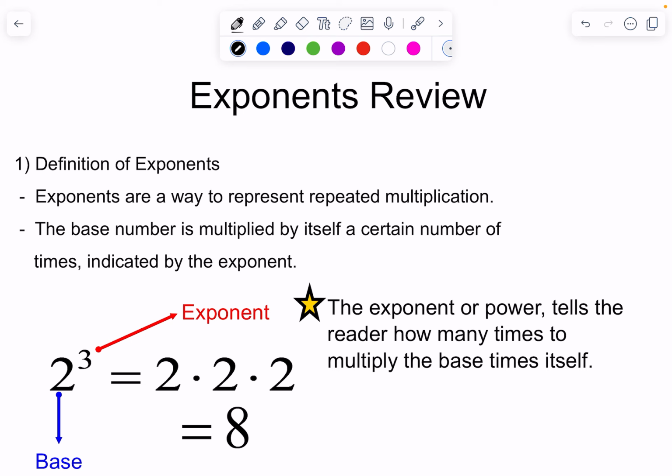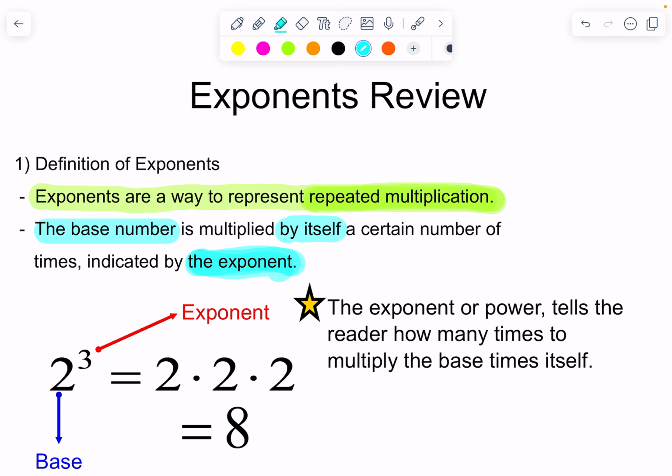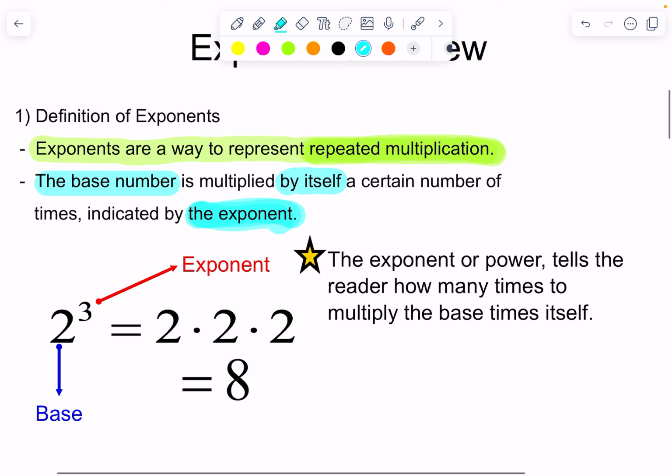Today we're going to be reviewing exponents. So let's get right to it. Let's first start with a definition of exponents. Exponents are a way to represent repeated multiplication. The base of a number is multiplied by itself a certain number of times indicated by the quote-unquote exponent. Let's explain that further.